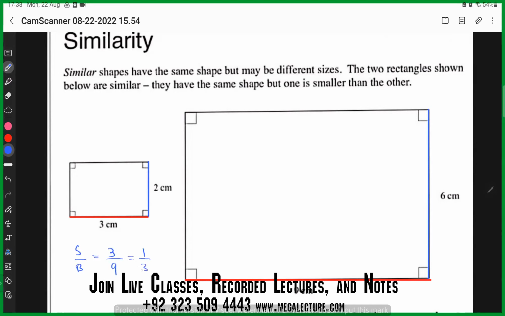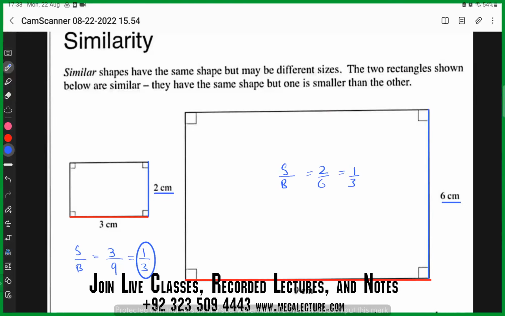It's 1/3. If two triangles are similar, all these ratios are going to be the same. For example, if I look at this 2 centimeters and 6 centimeters, and follow the same ratio, small divide by big, 2 divide by 6, I'm again getting 1/3. So for similarity, there's just one condition: all the ratios are going to be the same.